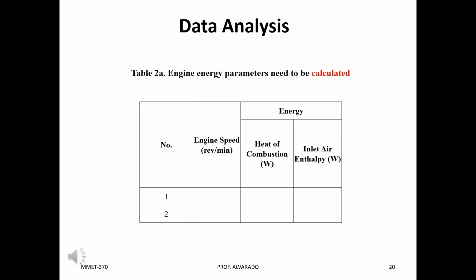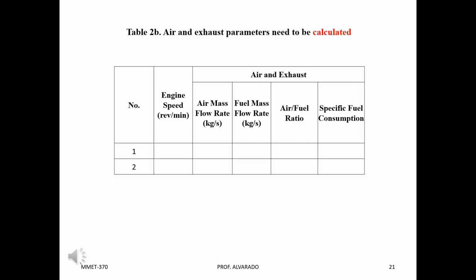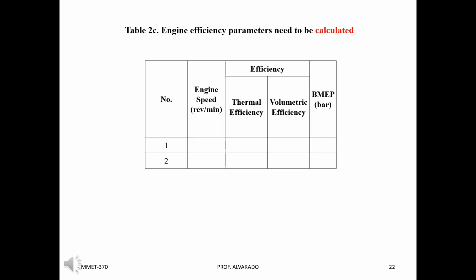Now once students have recorded all the engine parameters, they will use those values to find the derived parameters for the data analysis for report submission. In this, they will find heat of combustion, then inlet air enthalpy, air mass flow rate, and fuel mass flow rate, that will help to derive air to fuel ratio and also specific fuel consumption. Students will also calculate thermal efficiency, volumetric efficiency, and brake mean effective pressure.